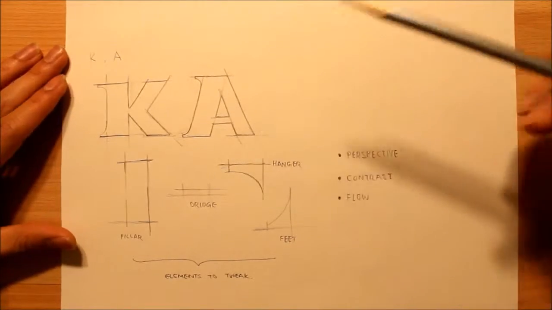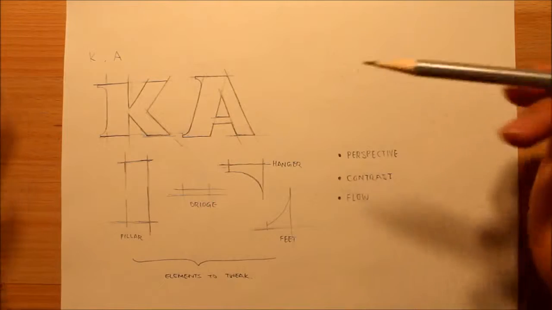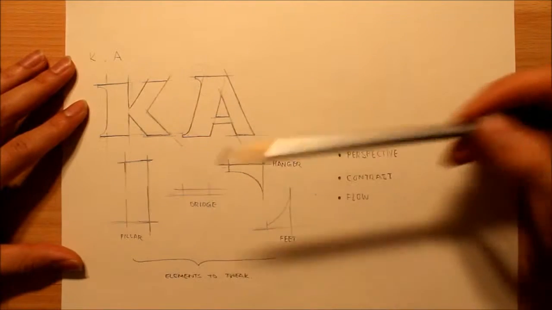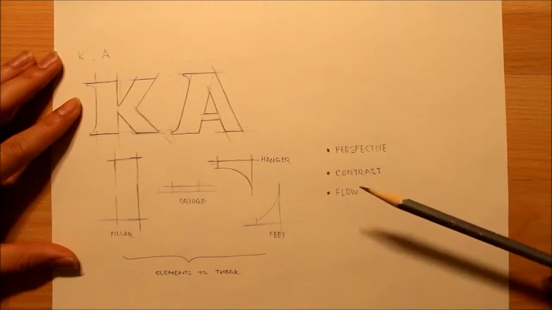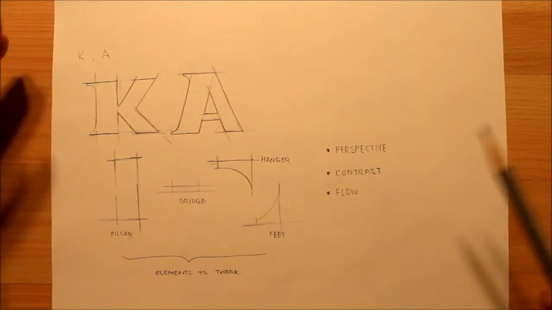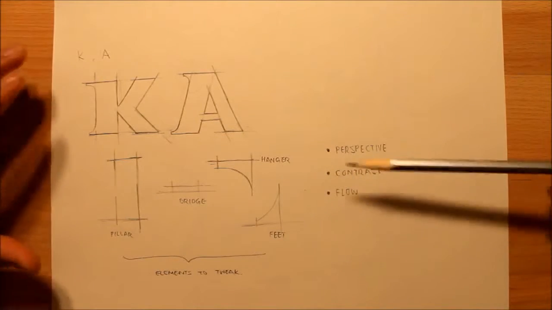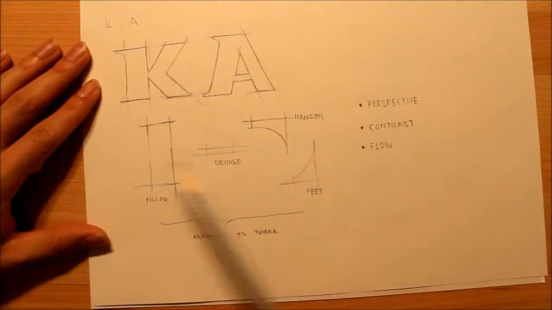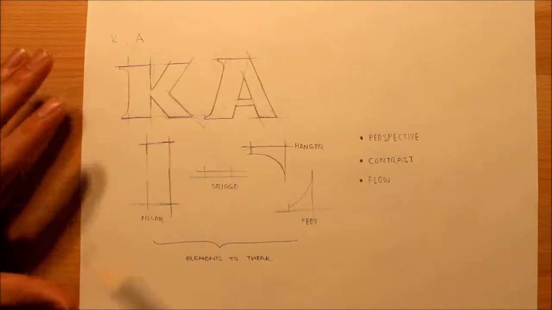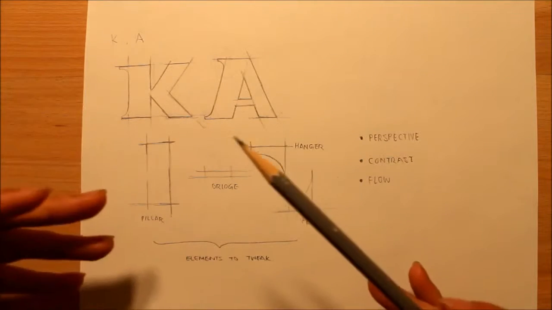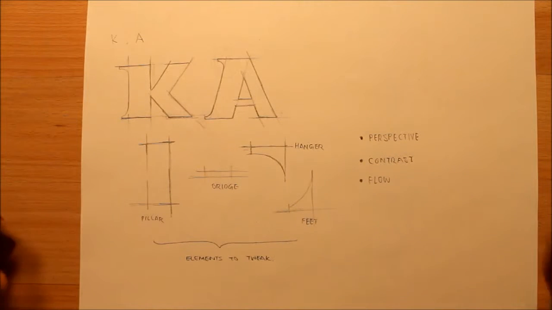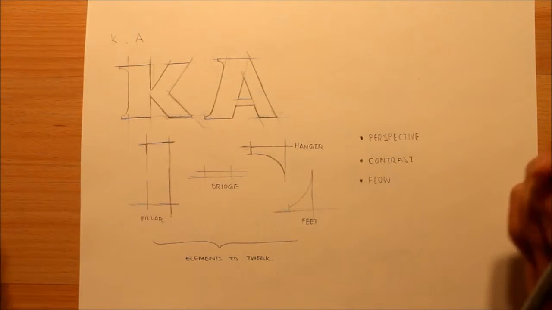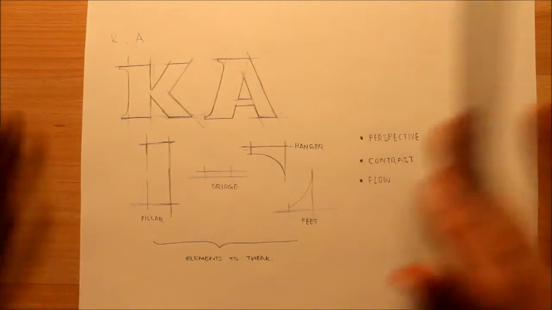So what you can do here is apply different effects to the pillar, bridge, hanger, or feet. You can apply the effects of perspective, contrast, or flow. There are other things that you can do, but let's keep it simple for now. So these are the elements to tweak. Once you start tweaking it, you get something a little bit different, and you start warping it into something that's quote-unquote graffiti-like or urban style-like. I know that might be a little confusing, but let's see here.